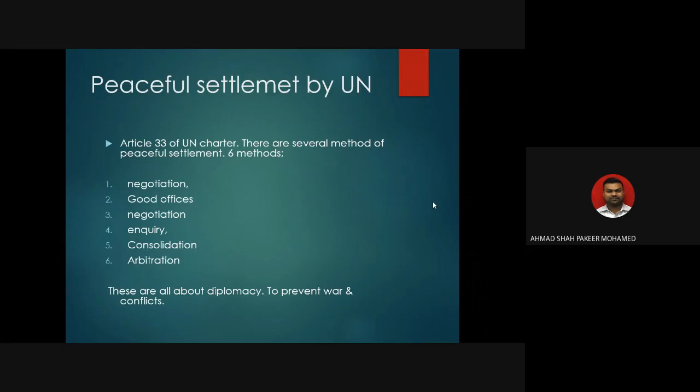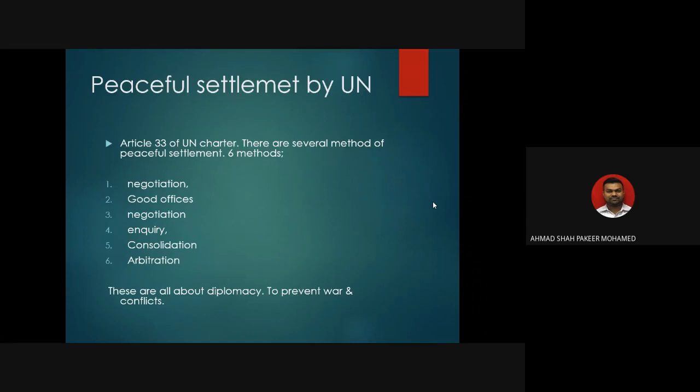Okay, the third is inquiry. Inquiry means that we try to settle it and try to find the best solutions. The fifth is consolidation. Maybe we can get consensus from the international body, so we can use the international regime to settle the dispute. For example, the UN itself has the Security Council, so we might use the Security Council to settle these issues. And the last is arbitration, which is bringing it to international law, or the ICJ, to settle the dispute.